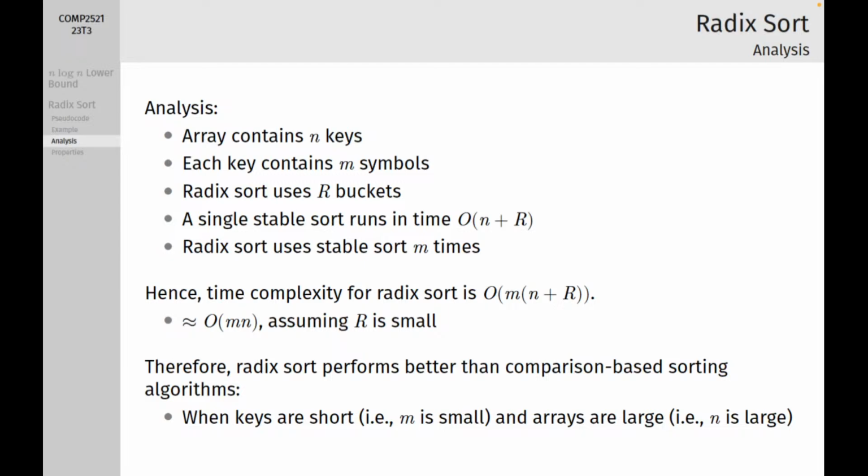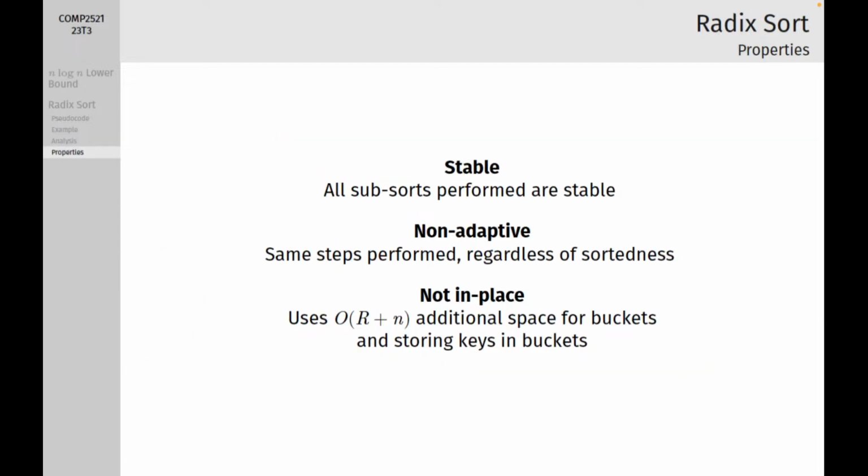Okay, so now what are the properties of radix sort? So radix sort is stable, right? Why is it stable? That's because all the sorts that we do in the algorithm, all the subsorts, I've called them, they're stable, right? So that means radix sort itself will be stable. How about adaptivity? Is radix sort adaptive? No, it's not. Right? That's because it performs the same steps regardless of the sortedness of the array.